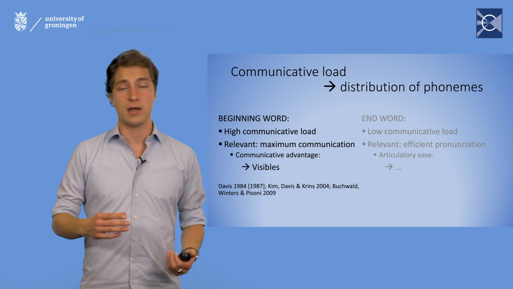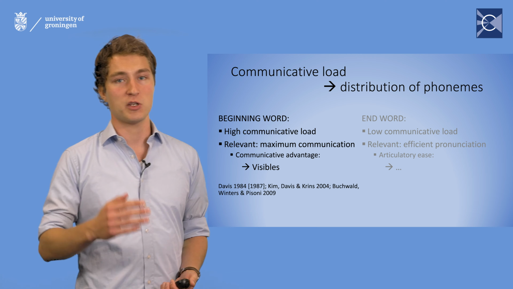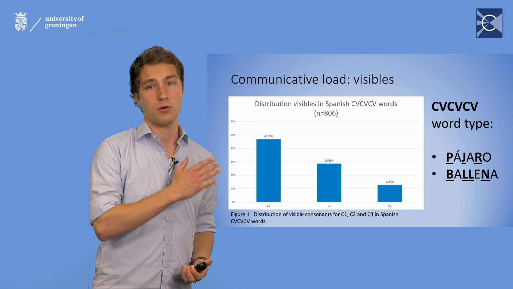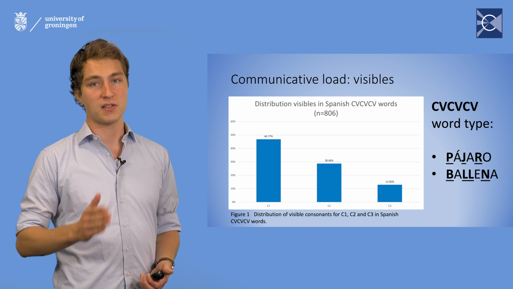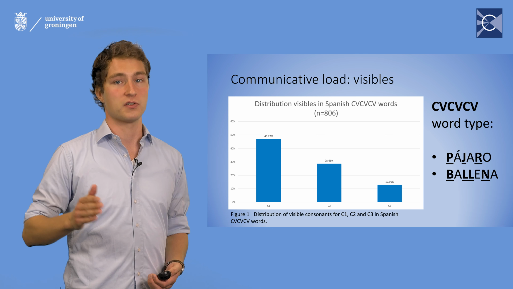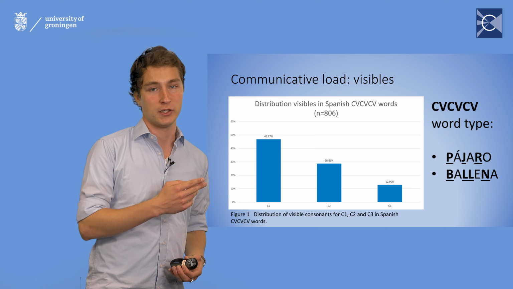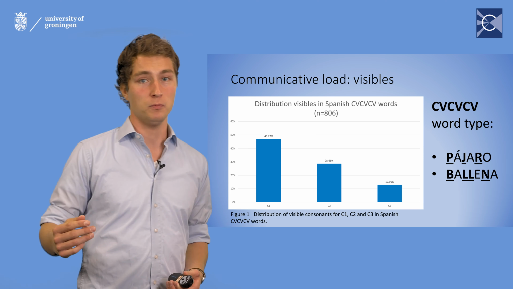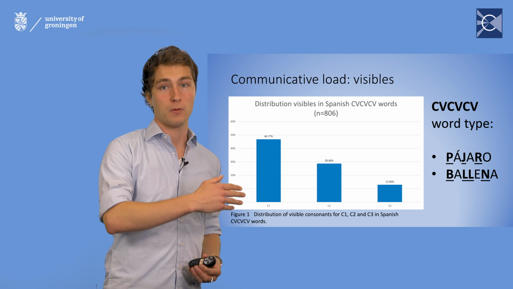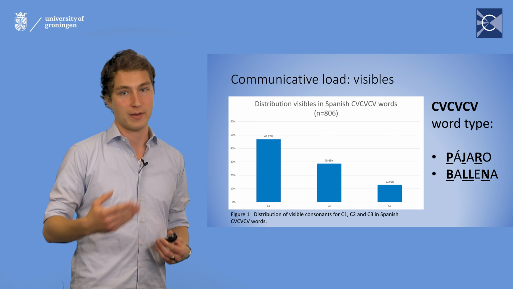To illustrate this principle, we will have a look at the distribution of visible consonants in a very specific Spanish word type. What we did here is collect all Spanish words of the CV syllabic structure, which means consonant, vowel, consonant, vowel, consonant, vowel, like in the word pájaro, which means bird, with stress in the first syllable, and ballena, which means whale, with stress in the second syllable. Now, the position of the stress is not relevant for now. We will get there later.